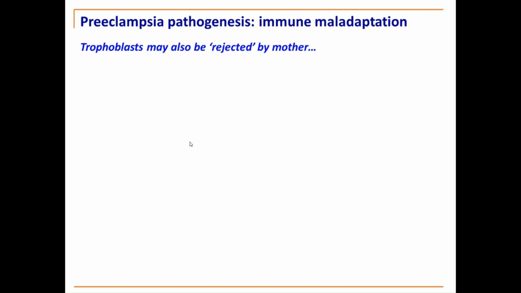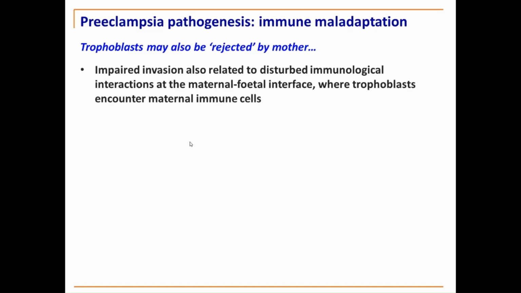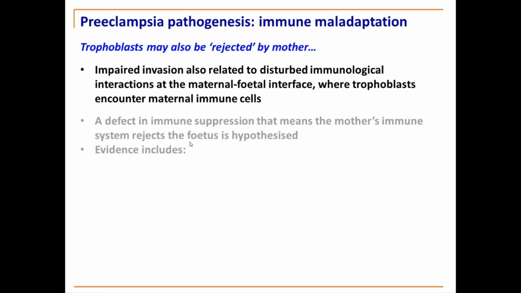We then think about immune maladaptation. So the trophoblast may also be rejected by the mother. Impaired invasion is also related to disturbed immunological interactions at the maternal-fetal interface, where the trophoblasts encounter the maternal immune cells. And a defect in immune suppression means the mother's immune system rejects the fetus. And this is one of those hypotheses about immune maladaptation.